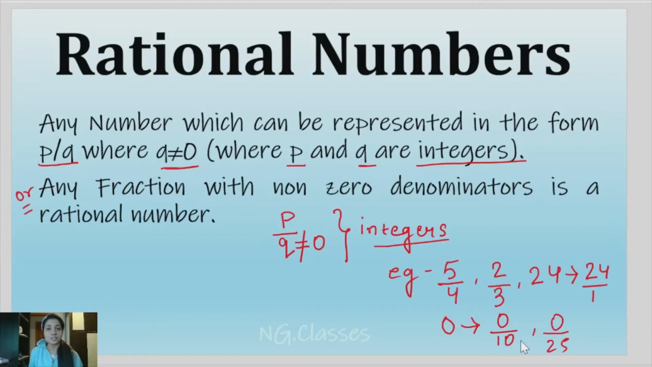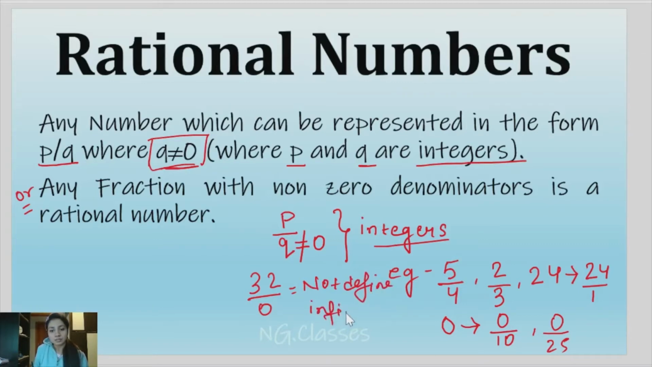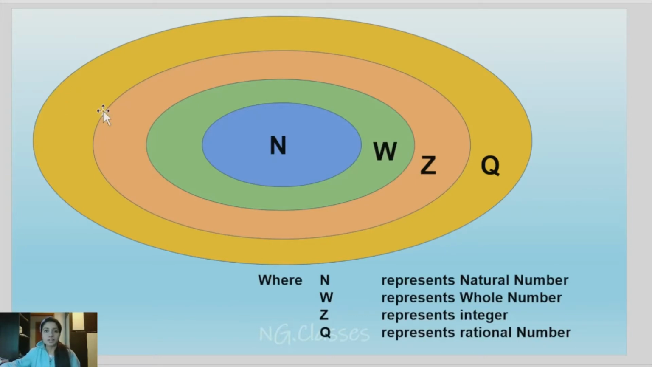The numerator can be 0, but the denominator, that is q, must not be 0. Because in mathematics, if any number has a denominator of 0, that means it is not defined, or infinity. So we will not consider this case for rational numbers. Clear? Now just see this figure carefully.